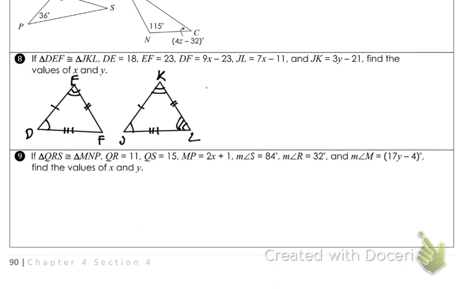We got DE is 18. On F, you forgot the 3 lines. Oh, thank you. 1, 2, 3. Got him. All right. EF is going to be 23. DF looks like it's 9x minus 23. Our JL is 7x minus 11. JK is 3y minus 21.